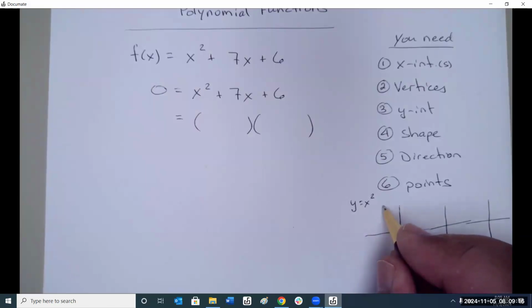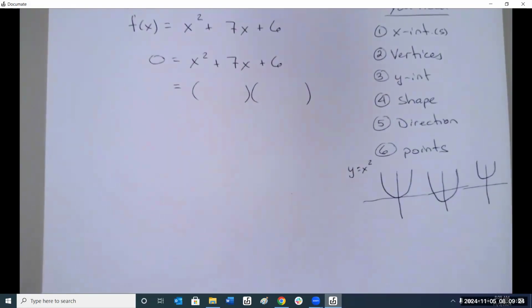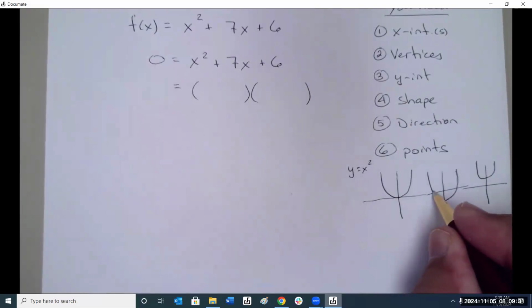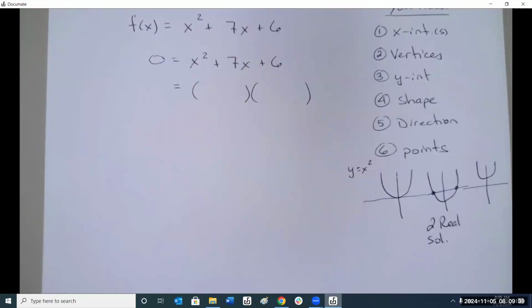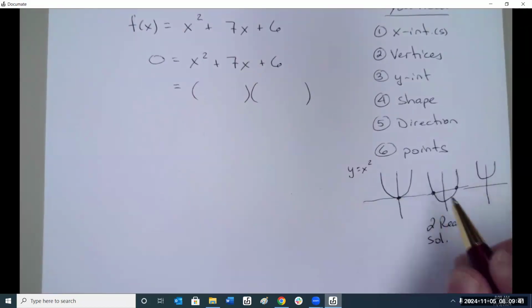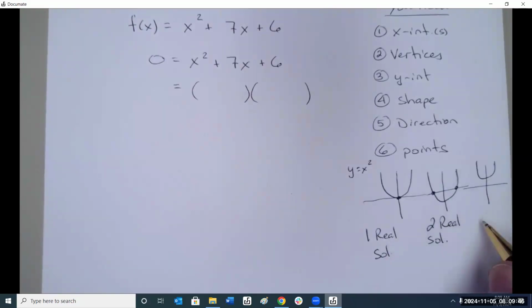It can look like this. It can look like this, or it can look like this. In other words, we can have two real solutions. We can have one real solution, or we can have no real solutions.